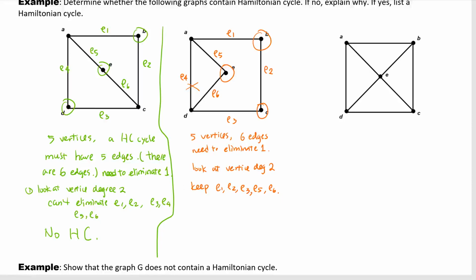And actually, we can eliminate E4. Then we can get a Hamiltonian cycle. That will be A, B, C, D, E, A. This is a Hamiltonian cycle. So far, so good, everybody. And because there are no parallel edges, when you denote the path, you don't need to write down the edges between them. You just need to list the vertices. So far, so good.